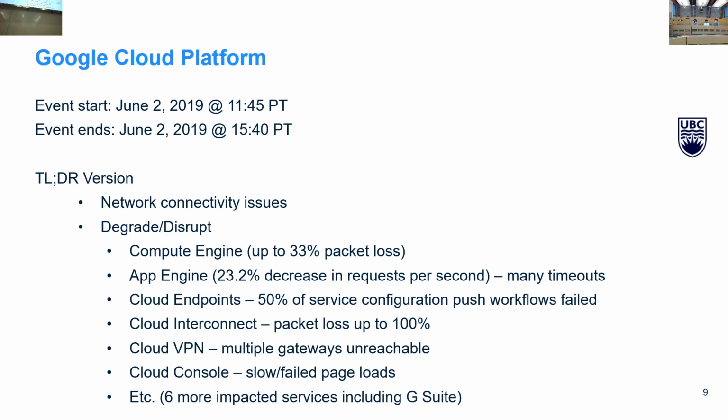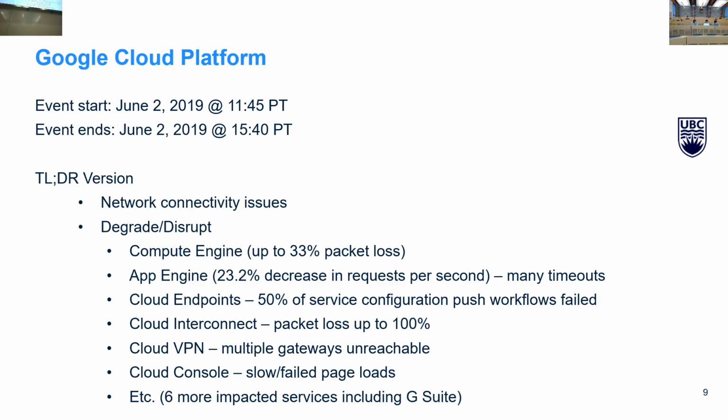That was for their cloud interconnect. So the services that were running across their own cloud couldn't talk to each other. Ooh, that's kind of bad. They had their cloud VPN. Multiple gateways were unreachable. Well, that kind of sucks if you're trying to connect to your services. And of course, we all use VPNs because we want to make this part of our private network, not publicly available over the internet. So if we can't do that, we can't talk to our services. And that means that our organization is not getting its work done.